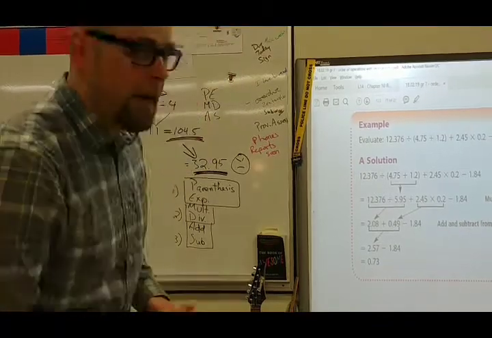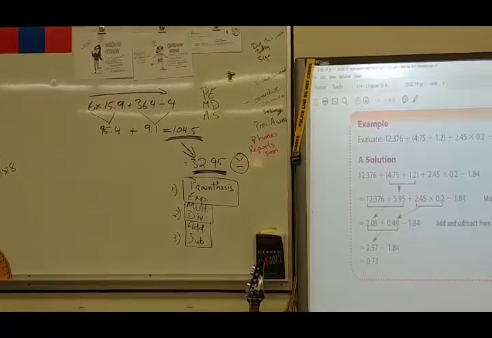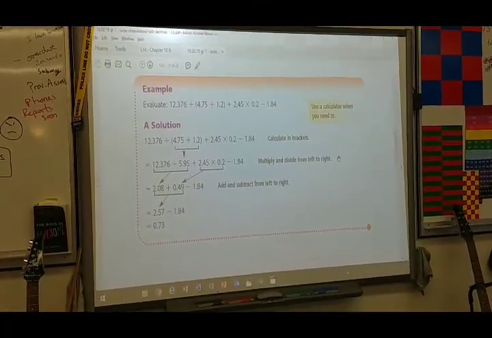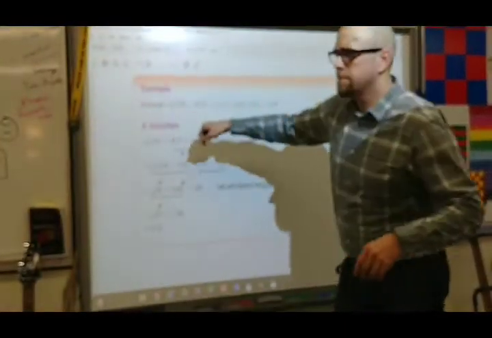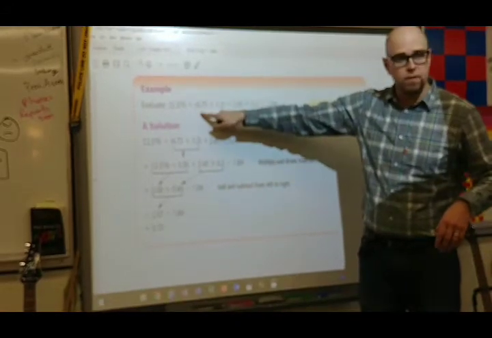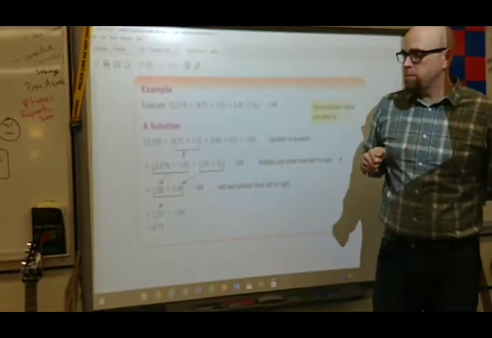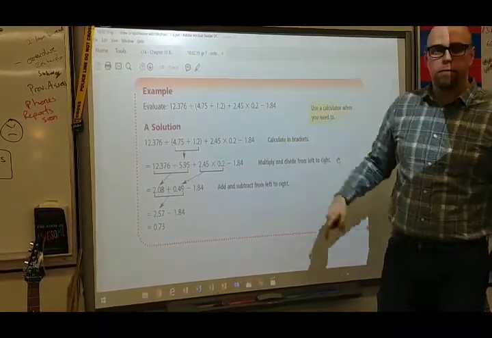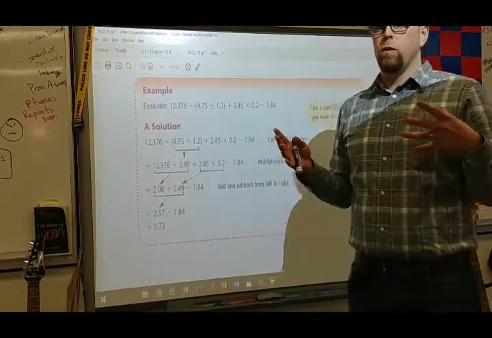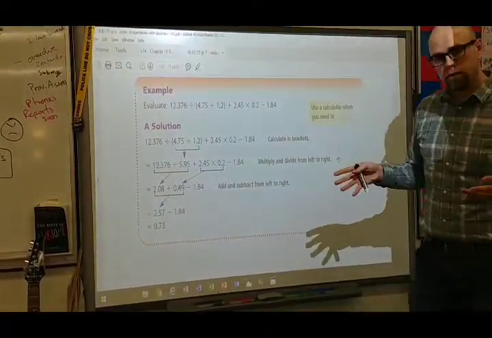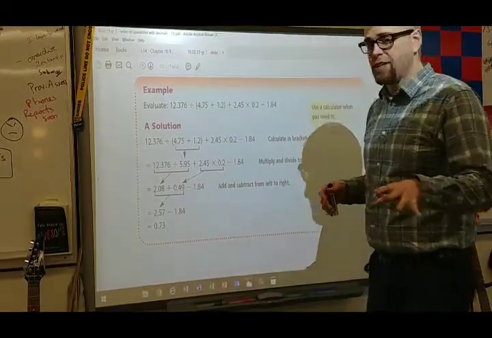Now let's take a look at this example that's shown in our textbook. And we're going to zoom in a bit. Pardon my low production quality of camera. It says evaluate 12.376 divided by parentheses 4.75 plus 1.2 plus 2.45 times 0.2 minus 1.84. This is where you've gone a little cross-eyed and you go, wow, that's a lot of numbers. You get the cold sweats in the quiz, but don't worry, you don't need to.